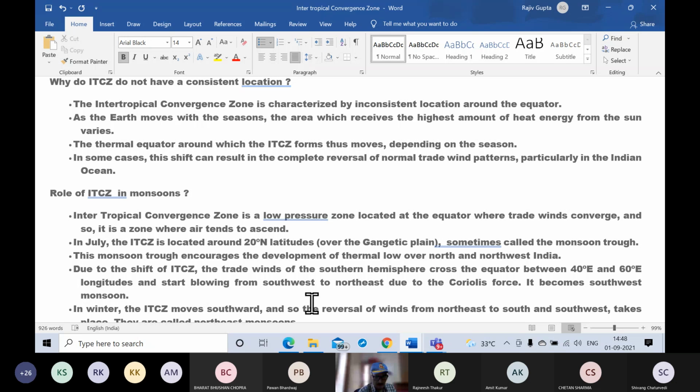Because of the shift of the ITCZ with season, the trade winds in the southern hemisphere cross the equator somewhere between 40 degrees east and 60 degrees east, and then start blowing southwest due to Coriolis force. Then it becomes the southwest monsoon.